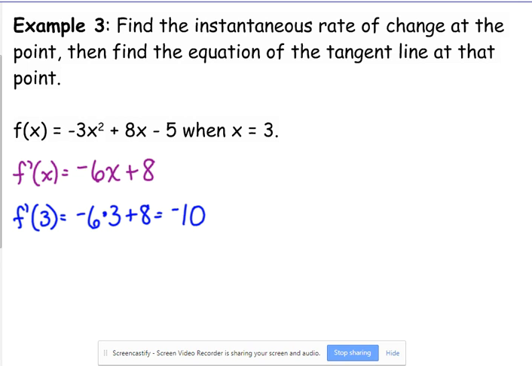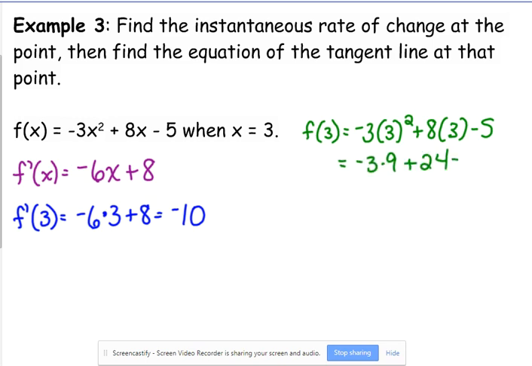The function. Okay, we've got to plug in 3 into our function here and find out what the y value is. So that is negative 3 times 9 plus 24 minus 5. Y'all can probably do this in a few less steps, but negative 27 plus 24 is negative 3, minus 5 is negative 8. So the slope of our tangent line is y minus y.